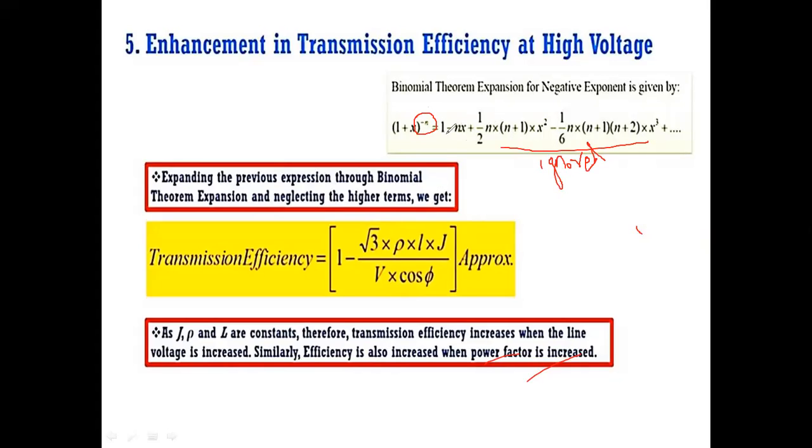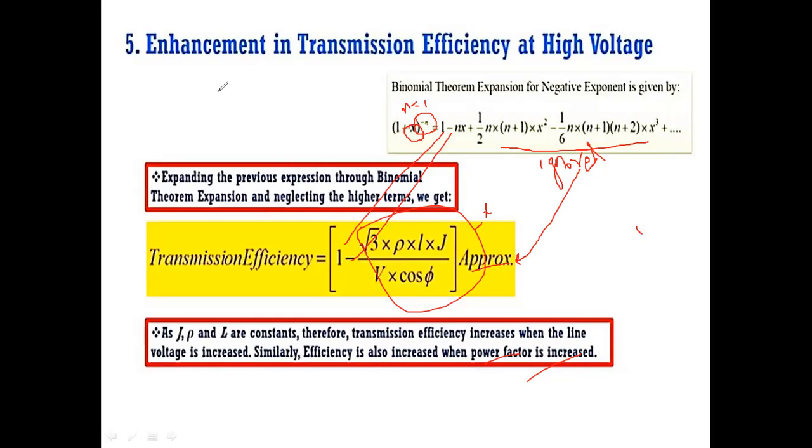Now 1 minus nx, so 1 minus n, where n is equal to 1 in our case. And now x, this whole variables inside the bracket, are x, so these are actually the x. So we will have 1 minus under root 3 rho lj over v cos phi, approximately, because the higher terms are ignored, so we have approximate.